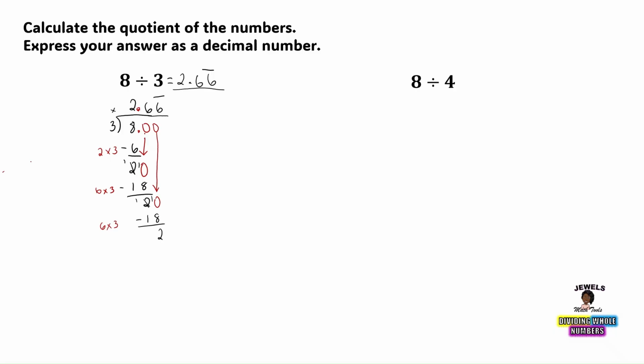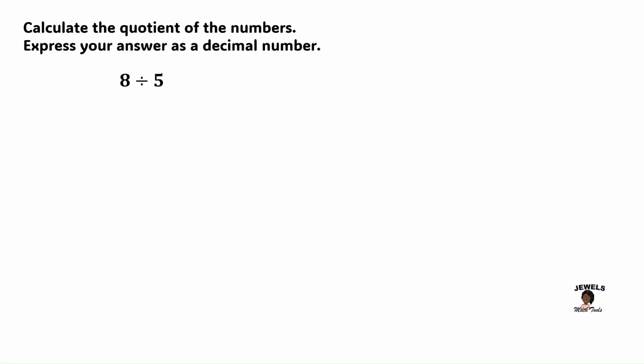We're dividing 8 by 4. So we have 4 divides into 8 twice. 2 times 4 is equal to 8. And 8 minus 8 gives us a difference of 0. So our quotient for this answer is 2. And remember that our 2, when written as a decimal number, is 2 and 0 tenths.